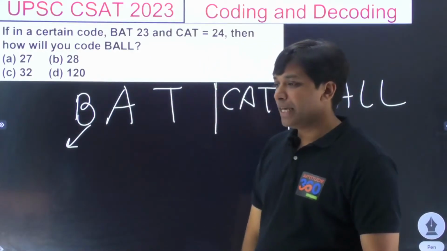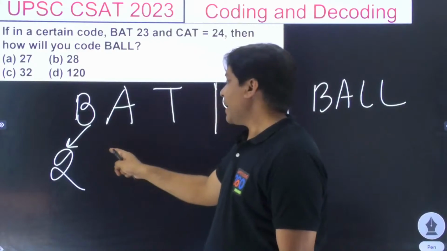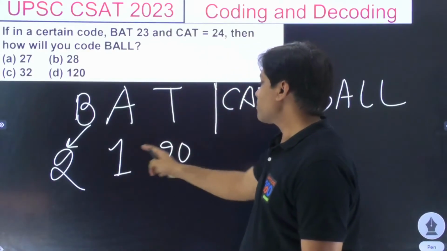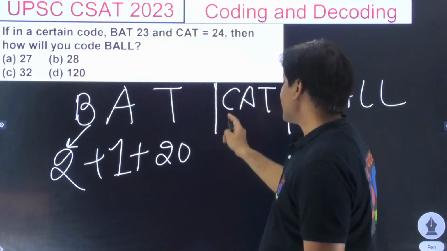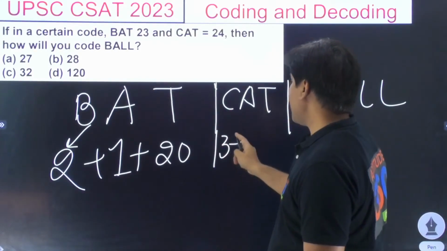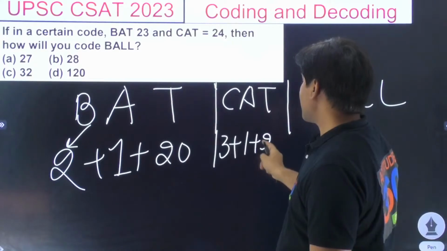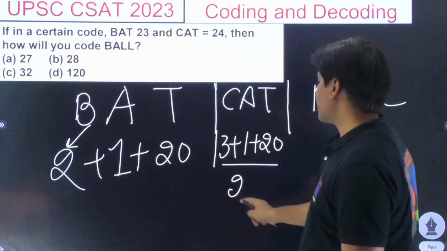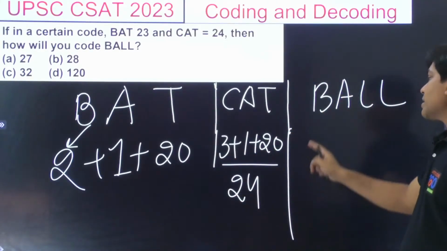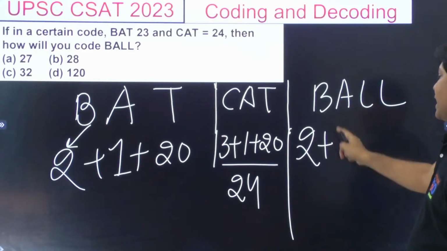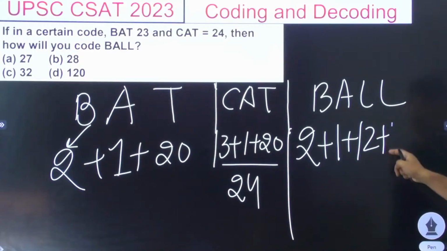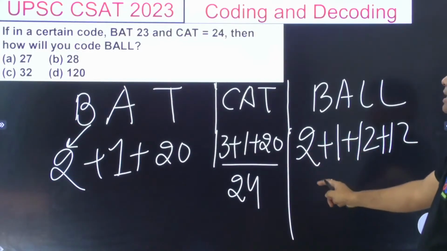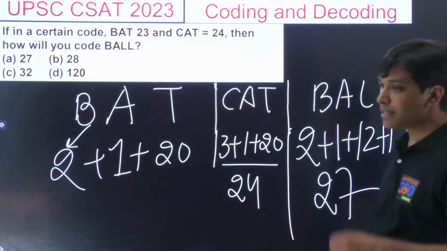What is B? B is the second, A is the first, T is 20, this plus this plus this. What is that? BAT is 23. Whereas C is 3, A is 1, T is 20. This is coming out as 24. So what is this? B is 2, A is 1, L is 12. L is 12 and then 12, 12, 12, 24, 26 and then 27.